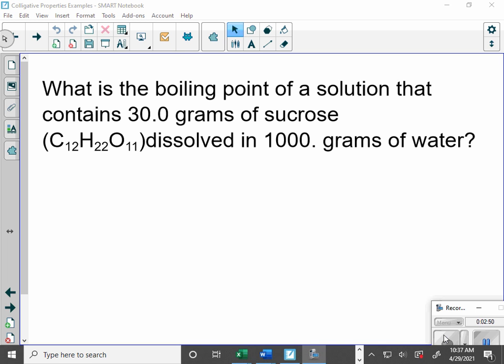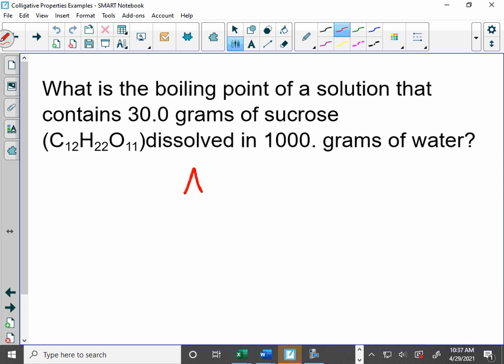The problem states, what is the boiling point of a solution that contains 30 grams of sucrose, which is C12H22O11, that is dissolved in 100 grams of water? Well, we're dealing with the boiling point, so my equation is going to be delta T of B is equal to i, the van 't Hoff factor. And what the van 't Hoff factor does is it measures the number of particles formed when a solute dissolves.